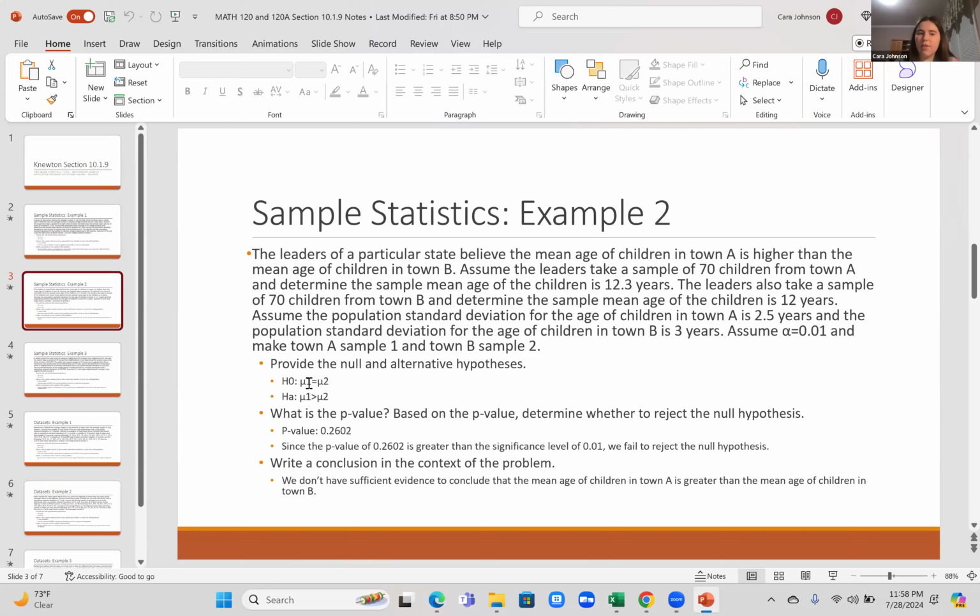So my null, like I said, is always mu1 equals mu2. And then I was told town A is higher than town B, so that means mu1, which represents town A, is greater than mu2, which represents town B. Let's go to our Rguroo and enter everything in.